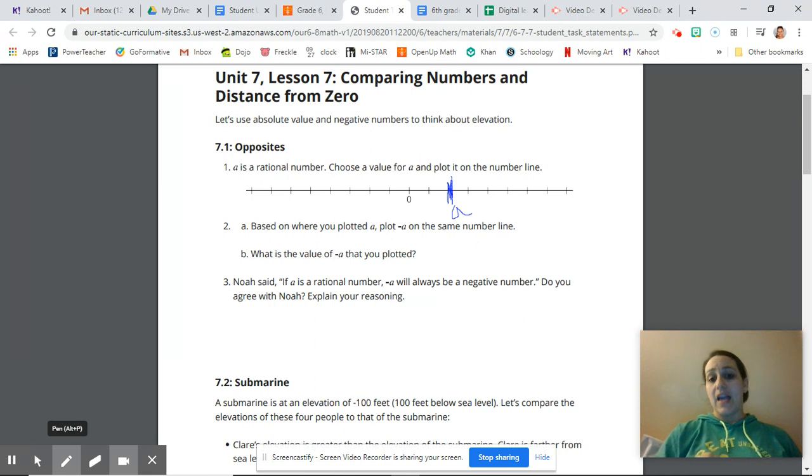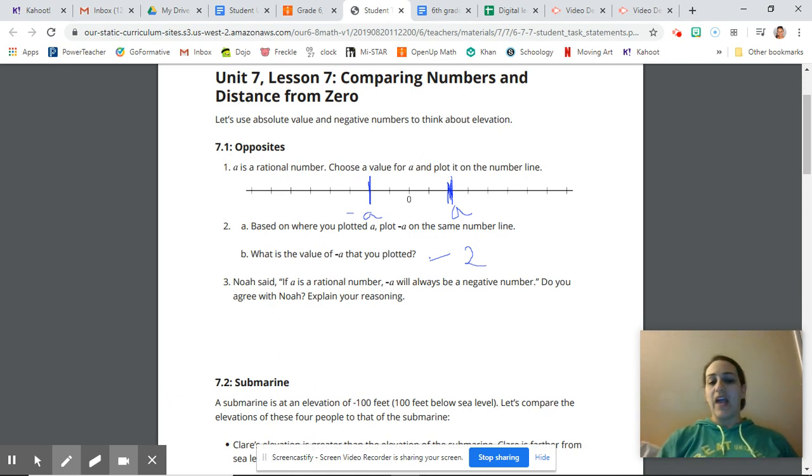Based on where you plotted A, now we need to plot negative A on the same number line. All right, well, we put A at 2. So negative A is the opposite of that. It's just going to be the same distance from 0, but going the other direction down the number line. Since A is 2 spaces away from 0, negative A is also going to be 2 spaces away from 0, but to the left, or to the back side. We're asked what the value of negative A is. Well, it's 2 places behind the 0, so it is going to be negative 2.